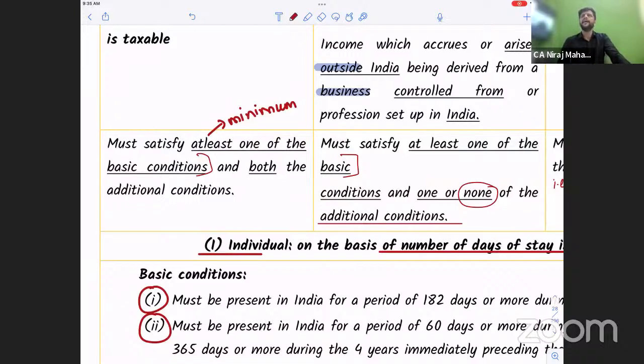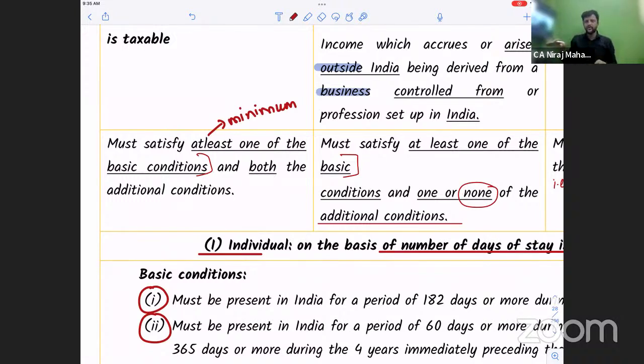Then he is R and OR. When does it become ROR? Satisfy any one of the basic conditions and both additional. See, again I'll repeat. For ROR or RNOR, they should satisfy at least one of the basic conditions, so they become resident. That is step number one, level number one.